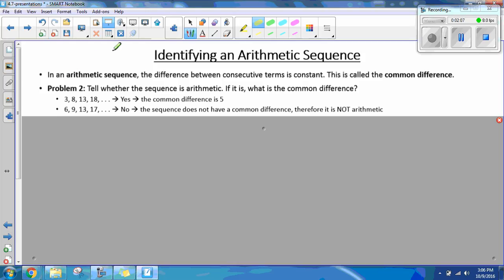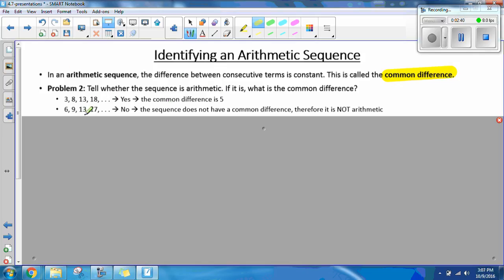In an arithmetic sequence, the difference between the consecutive terms is constant. This is called the common difference. Tell whether the sequence is arithmetic. If it is, what is the common difference? 3, 8, 13, 18 is an arithmetic sequence. And I know this because to get from 3 to 8, I have to add 5. 8 to 13, I have to add 5. So the difference between the terms is 5.